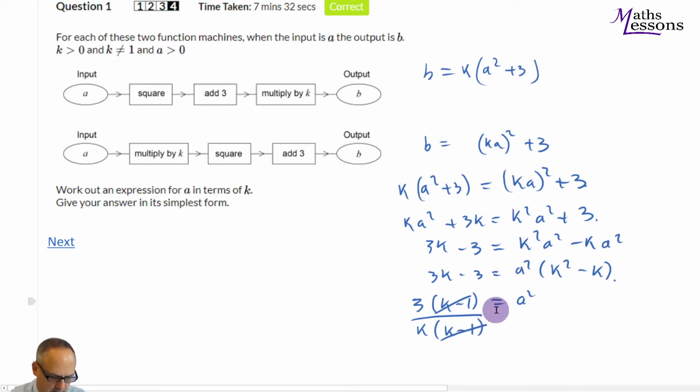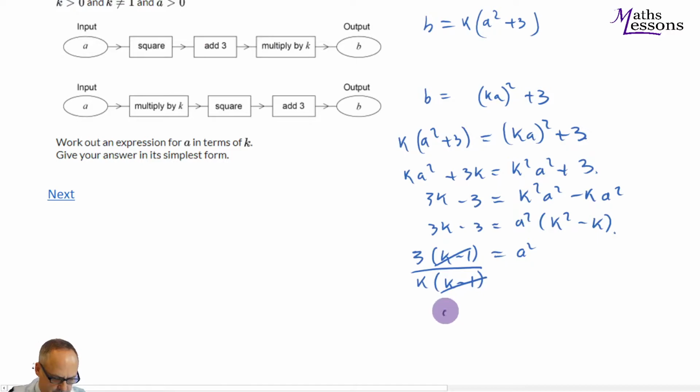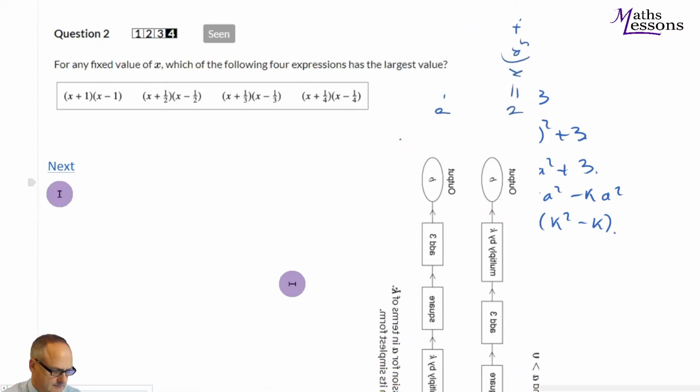And therefore we get that a squared will equal 3 over k. And we're told that a is greater than 0. That is important because when we square root this, we get the positive square root of 3 over k and not the negative square root of 3 over k.